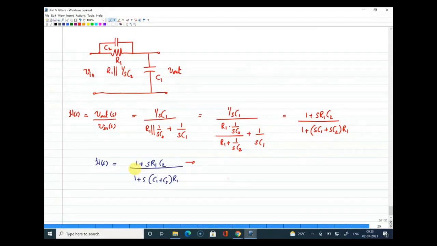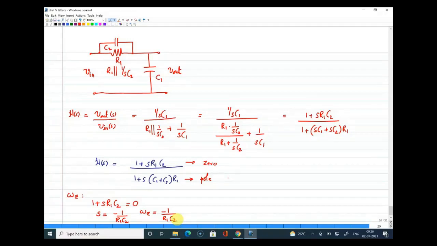From the numerator, we can see that there is a 0, and from the denominator, when you equate it to 0, you will get the pole value. The 0 can also be expressed as omega z. To get the 0 frequency, I equate the numerator to 0, and that gives the S value as minus 1 by R1 C2. But this is what we are expressing on the S plane. That doesn't mean that this is a negative frequency.